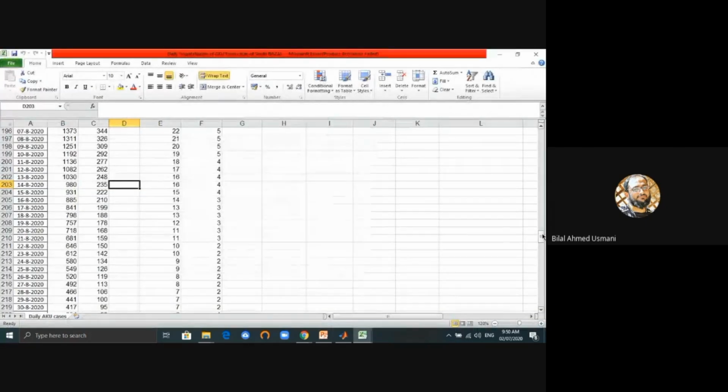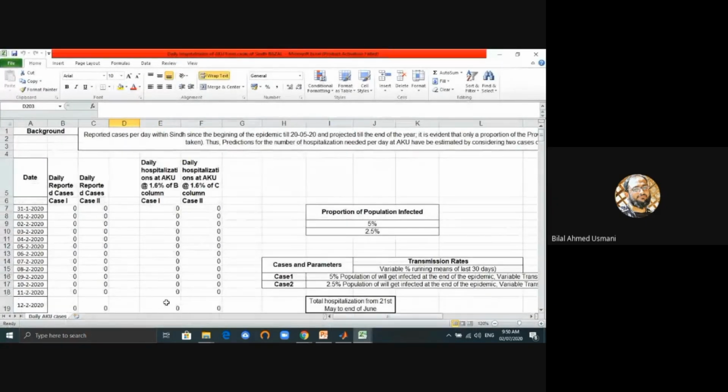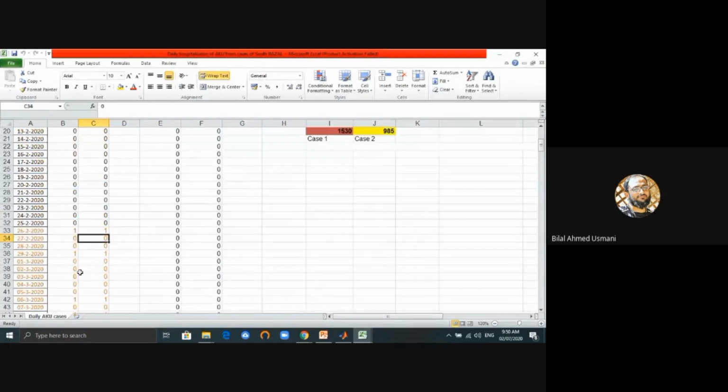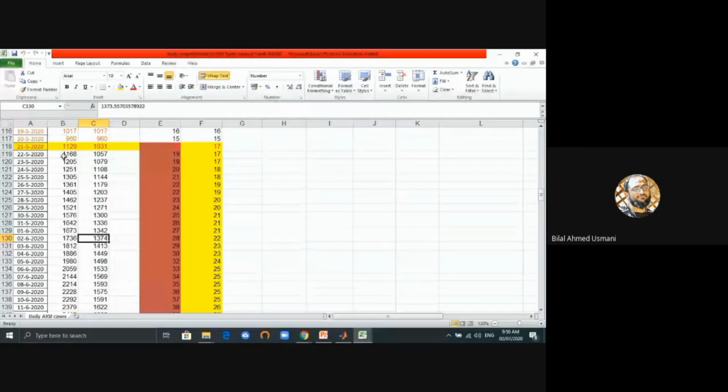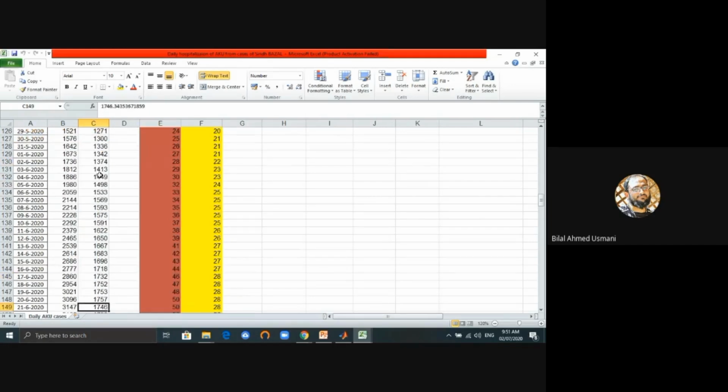Once again, these are daily reported cases. We had data till 21st of May, and then we start to get some projections. In scenario number one, the projections were like that. In scenario number two, the projections were a bit different. You can see that the data is per day. So I plot that.